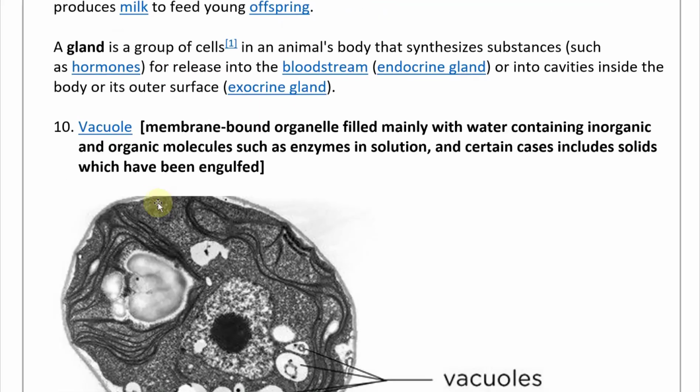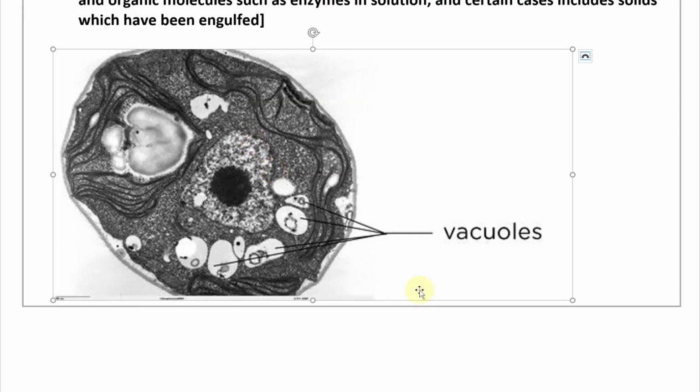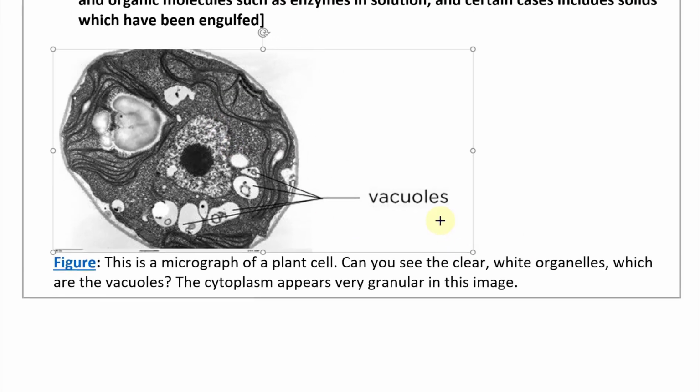And now let's look at vacuole. This is number 10, and this is a membrane-bound organelle filled mainly with water, containing inorganic and organic molecules such as enzymes in solution, and in certain cases including solids which have been engulfed. So yeah, this is a vacuole with a whole bunch of stuff inside there.